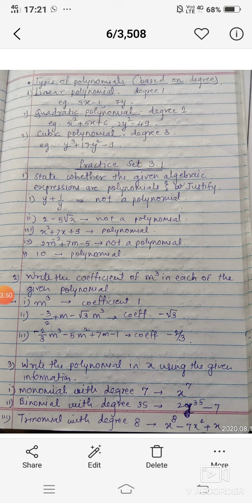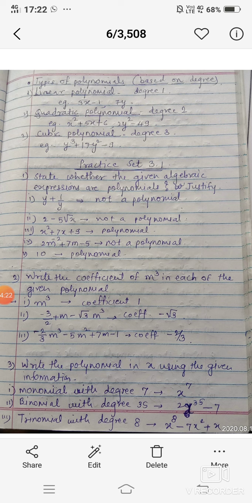Now we solve practice set 3.1. First question. State whether the given algebraic expressions are polynomials. We have to justify. First example, y plus 1 upon y. It is not a polynomial because in the second term the power of y is minus 1. 2 minus 5 root x. Root x means x raised to 1 upon 2, and 1 upon 2 is not a whole number, so it is not a polynomial.